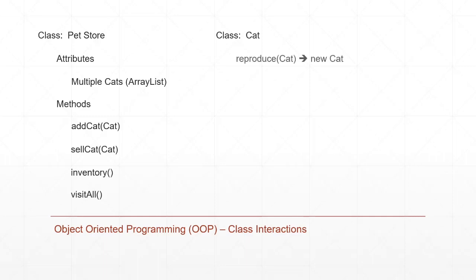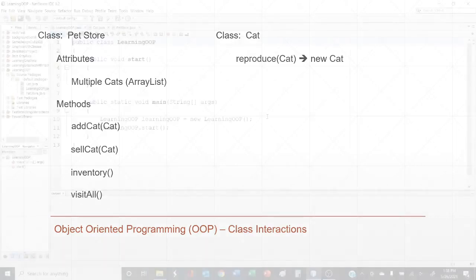Now on our cat class, we're actually going to add a new method called reproduce. This method will pass in a cat as a parameter. That's the cat that we're going to reproduce with. And the method is going to create and return a new baby cat. So let's head over to NetBeans and try and get this to work.